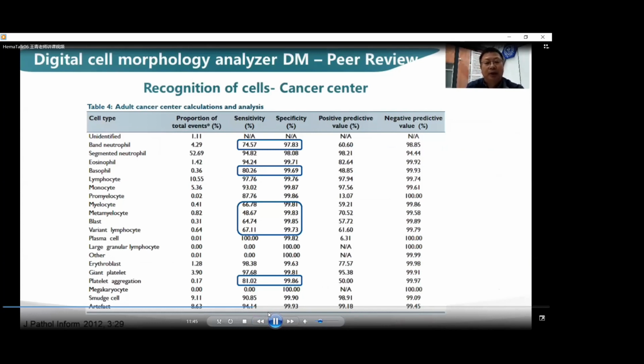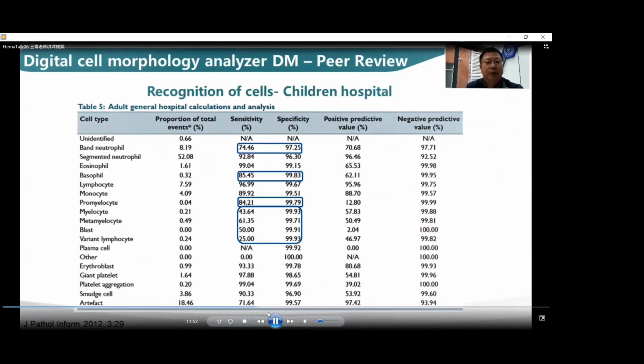So we can see the recognition of the cell for the cancer center, and clearly you can see for the band neutrophils, the sensitivity is around 74.57%. And this is the recognition of the cell at the Children's Hospital, and also the band neutrophil is around 74.46% for the sensitivity and 97.25% for the specificity.